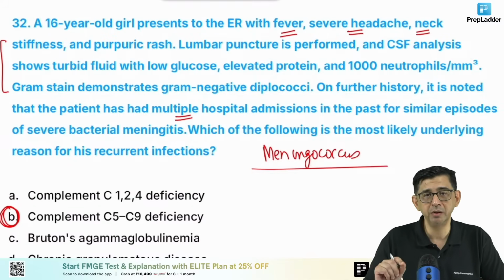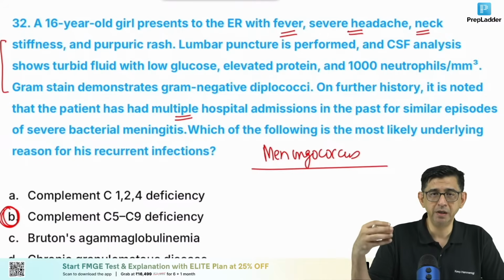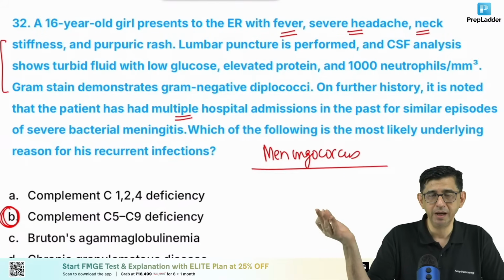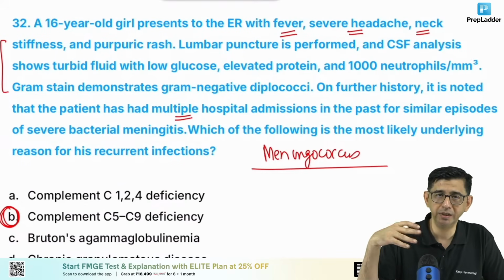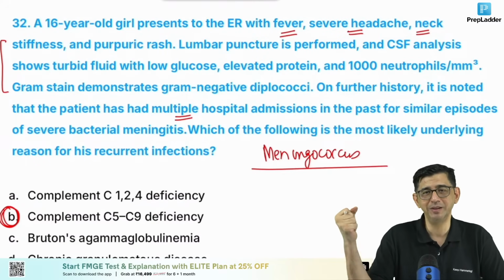This is a one-liner question that used to be asked in your exam in earlier times: membrane attack complex, complement C5 to C9 deficiency, causes which organism to cause meningitis on a recurrent basis? Meningococcus. What he did this time was he made it a long story, described the entire meningococcal meningitis, wasted everybody's time, and energy was sapped out by the time people reached the last line.